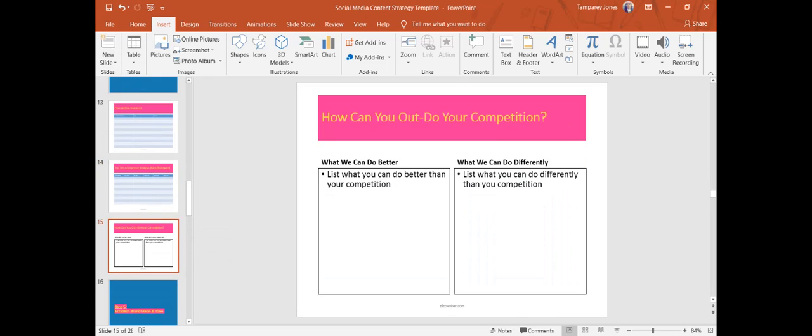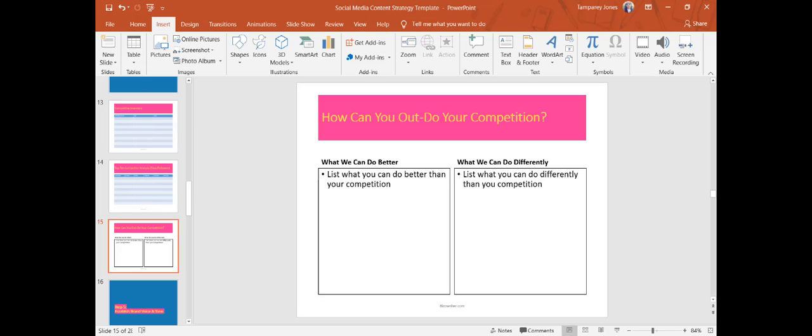So after you make your top 10 list, you need to figure out what they're doing and how you can do it better or how you can do it different. Like I said, this is not a competition. This is just to give you an idea of what you need to be doing and how you can do it better, how you can do it bigger, how you can make it different, right? How you can bring more, right?